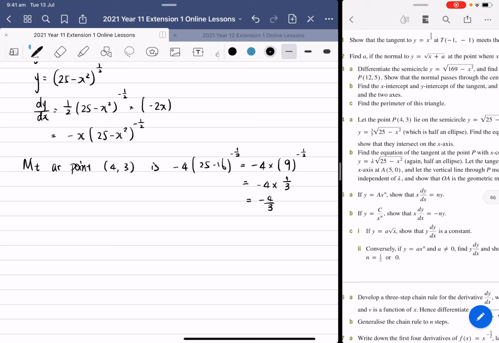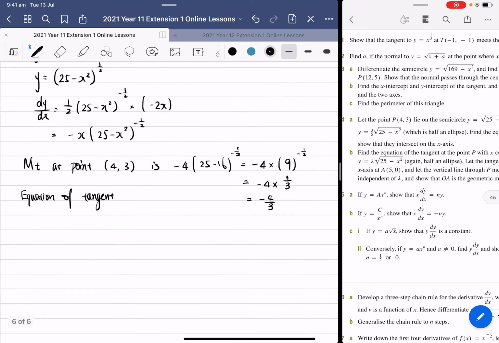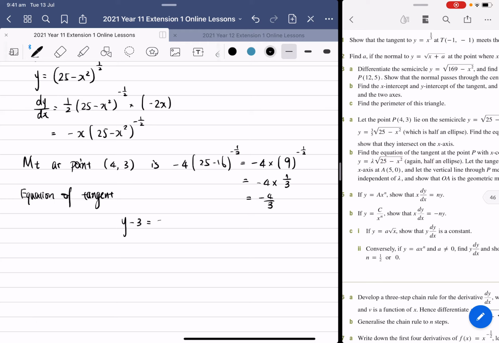Now we just need to find the equation of the tangent. The equation of the tangent will be y minus 3 is equal to minus 4/3, (x minus 4). You can expand and simplify. That is 3y minus 9 is minus 4x plus 16, after multiplying both sides by 3 and expanding the bracket on the right-hand side. So that's 3y plus 4x is equal to 25. Here we go. That is my first equation of tangent.